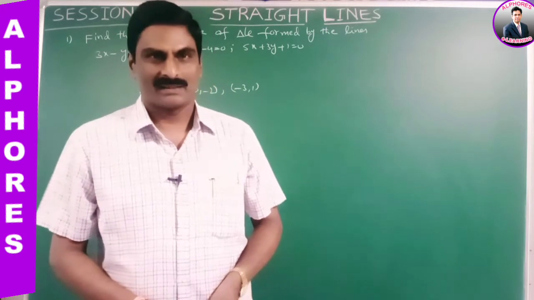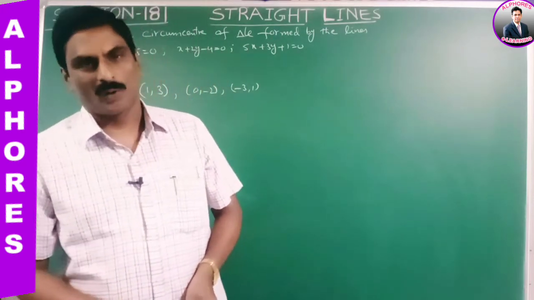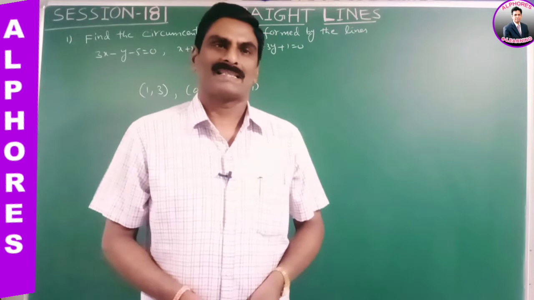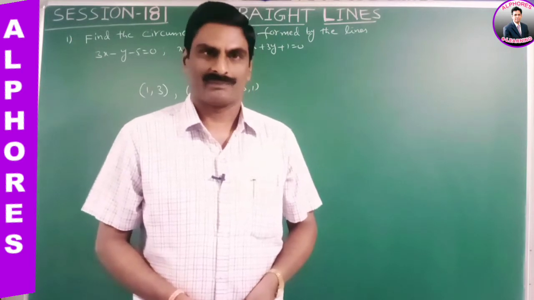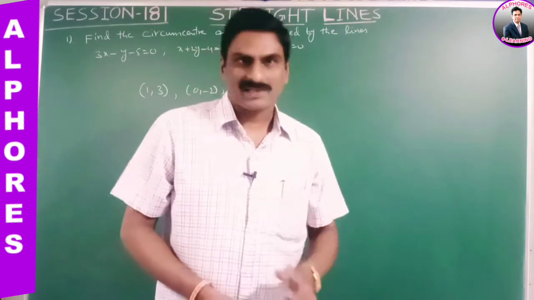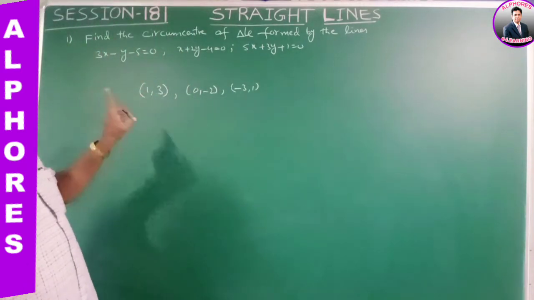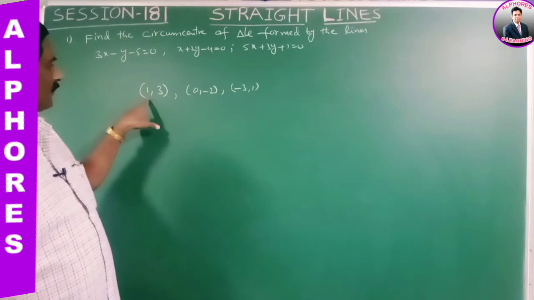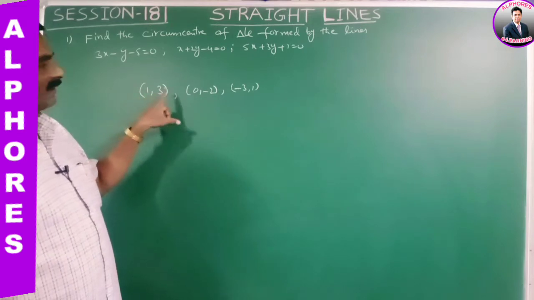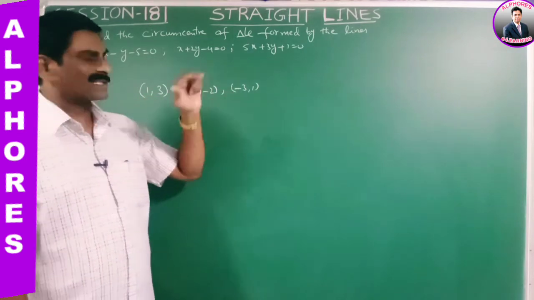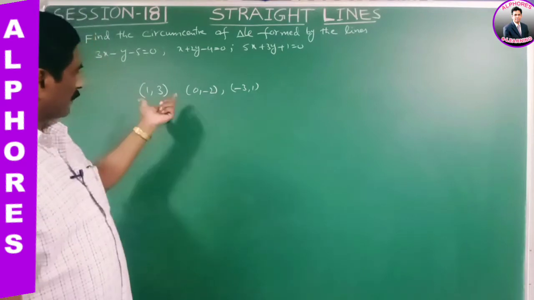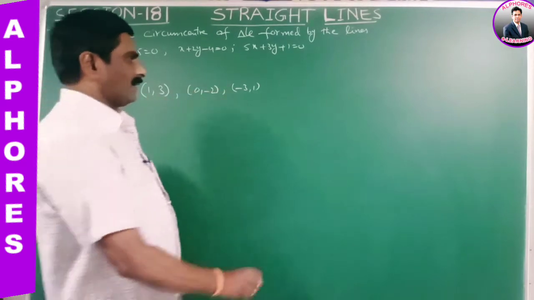Dear students, in this session I am going to continue the problems on centers of the circles. In the last session we already completed this problem: find the circumcenter of the triangle formed by the vertices (1, 3), (0, -2) and (-3, 1). We already completed this one.